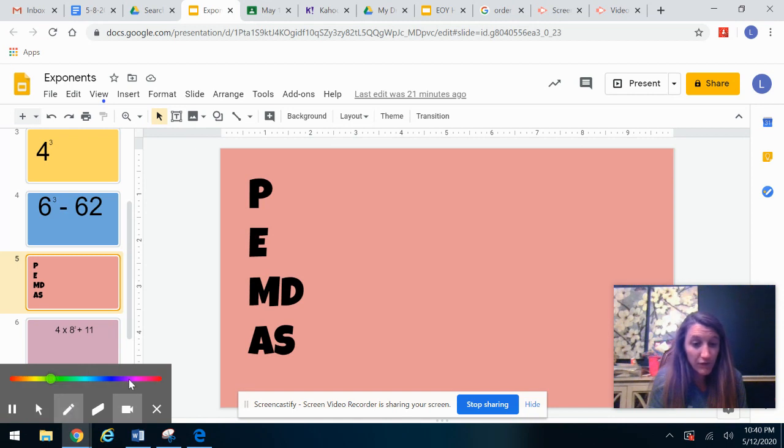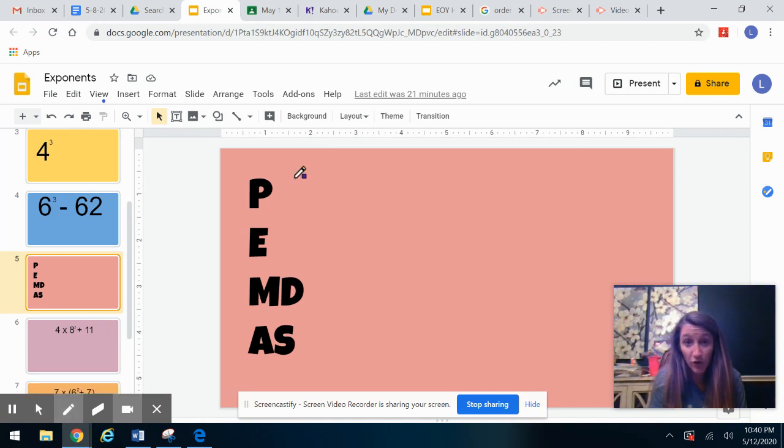So the first thing that we always talked about was we have to do any of our parentheses or any of our grouping symbols first. So these would be parentheses or grouping symbols. I'm still always going to do those first, okay? Now, we never even talked about the E, okay? The E we left out because we don't learn that until 6th grade, but we're going ahead and teaching that to you now. So E stands for exponents.